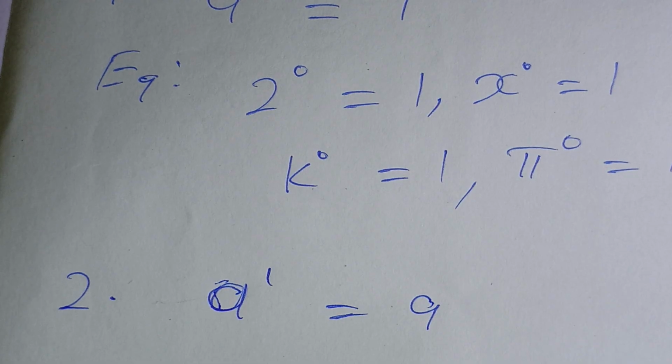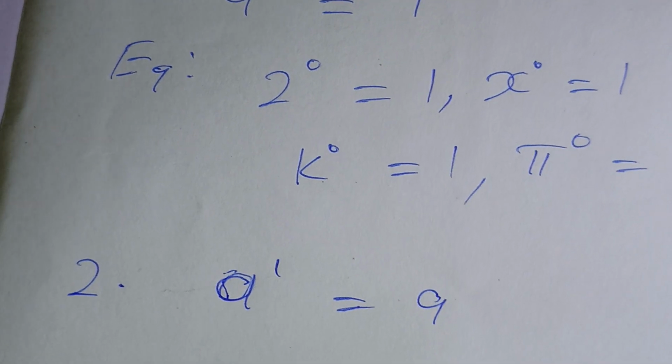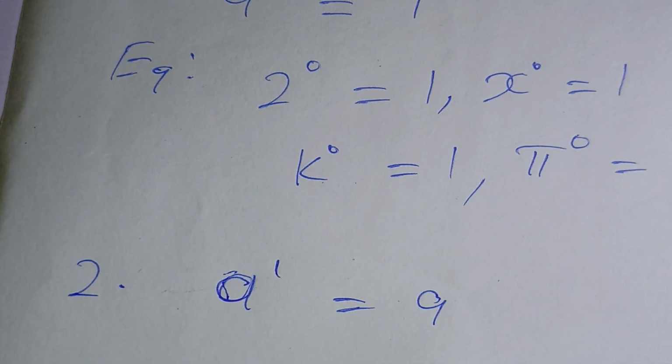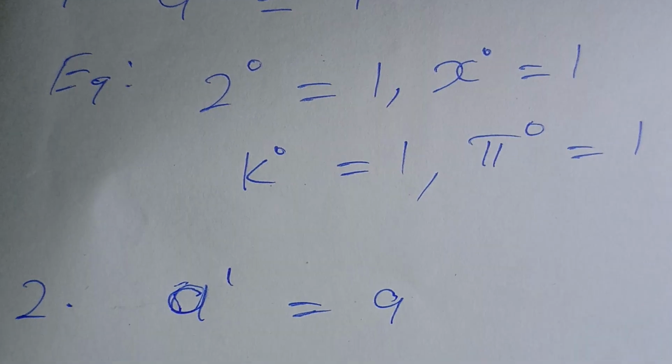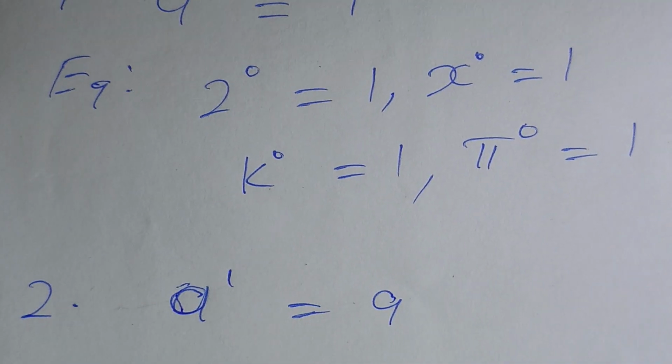That's the second law of indices. A raised to power 1 equals a. What that means is that anything that is raised to power 1 is that thing. It's as simple as that. Whatsoever is raised to power 1 is the base. A here is the base, 1 is the index.